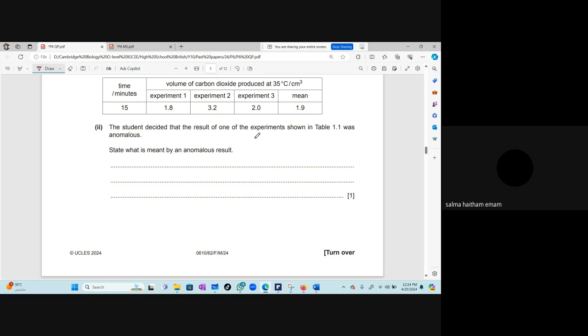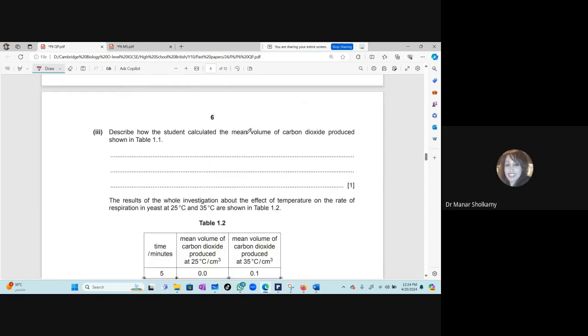An anomalous result is a result that is different, not in line with the pattern. Yes, a result that is different from the rest. Now here, which result is anomalous? 1.8, or 3.2, or 2.2, or 1.9? Yes, it's very obvious that it is the 3.2.